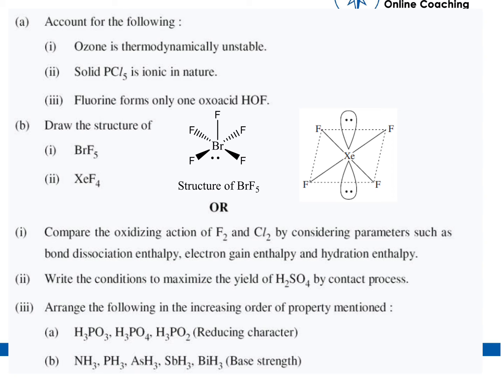Second part, write the conditions to maximize the yield of H2SO4 by contact process. The conditions are low temperature, high pressure, and the presence of a catalyst.